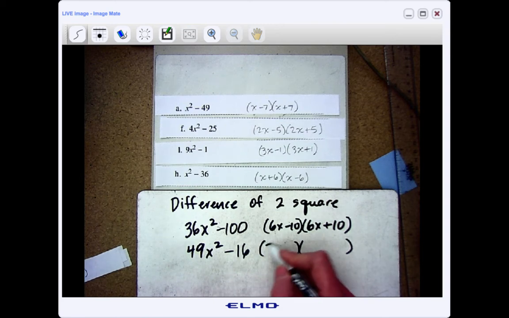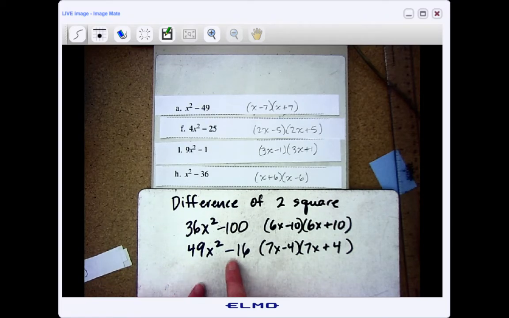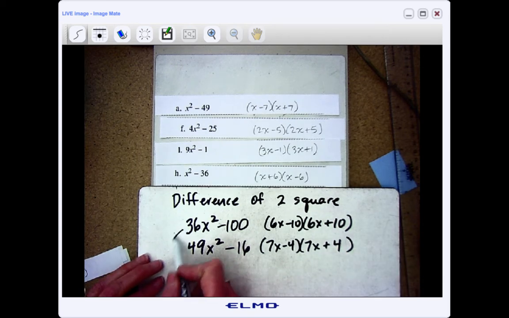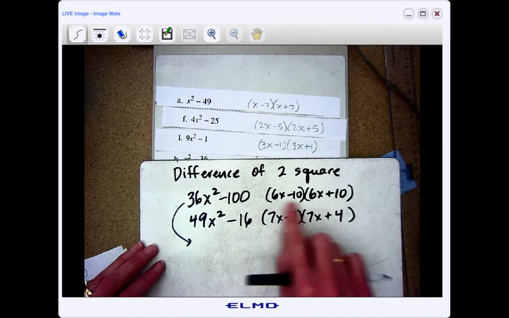Did you think 7x minus 4 and 7x plus 4? If you see two perfect squares and a subtraction, you can easily factor it without all that extra work. Now I probably shouldn't have given this one as an example, but it'll give me a chance to review factoring completely.